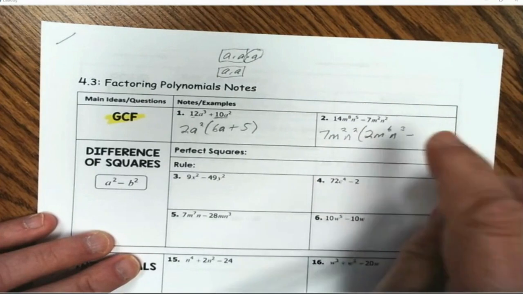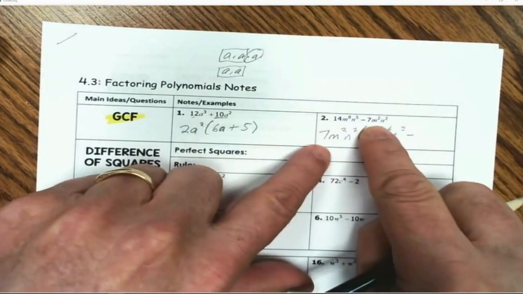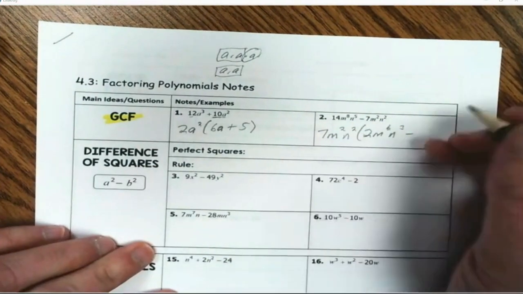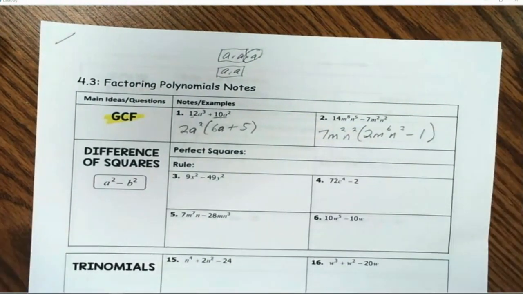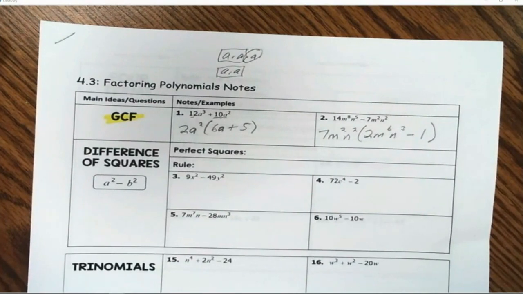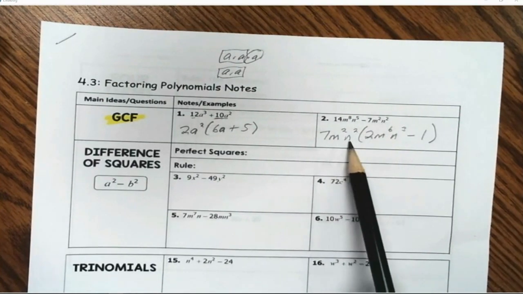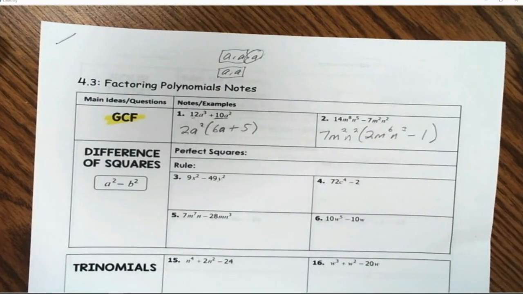Now minus what's left. 7 m squared n squared. We factored it all out. When we divide this by this, we just get 1. We factored out the entire term. There we go. 7 m squared n squared divided by 7 m squared n squared is 1. So that factors to that.